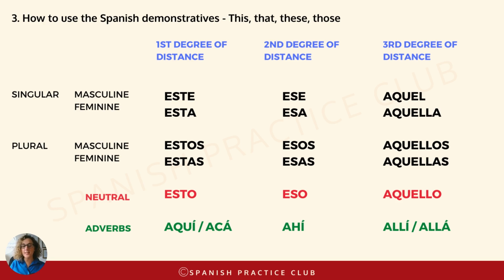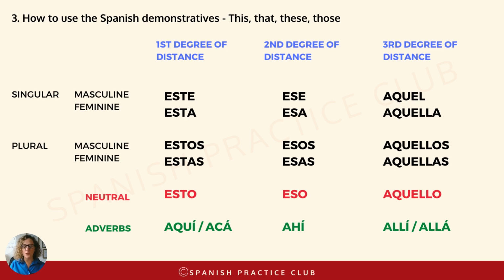And third degree of distance is when you are talking about something that is far away from you. It could even be something that you cannot see. Like, for example, those houses down the street, those houses over there are big. So in that case, you will be using the third degree of distance, and then you would be matching in gender and number with the noun that you are talking about.